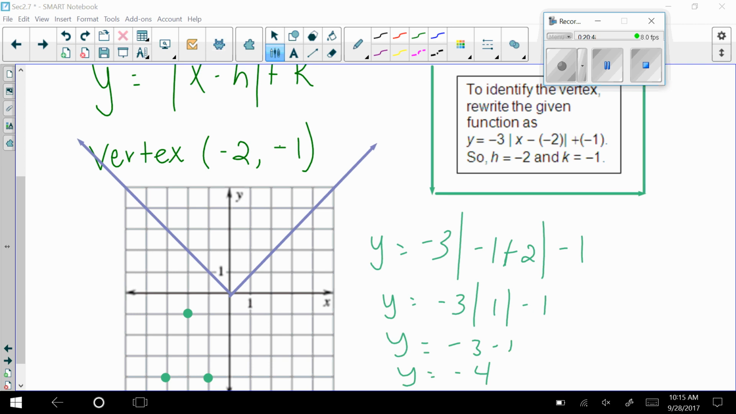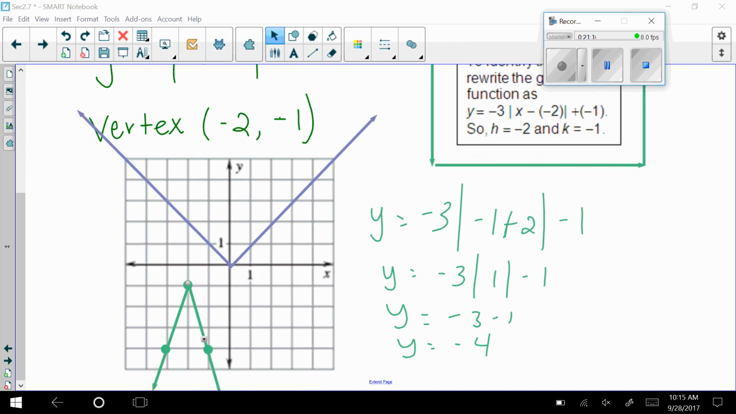So I'm going to plot that point, -1, -4, and then I'm going to use symmetry to plot the point -3, -4. So my x is -3, my y is -4. And then I'm going to connect my points to draw my translated and transformed and reflected and shifted and stretched new graph. So below you can see what the new graph looks like, and it's in green.